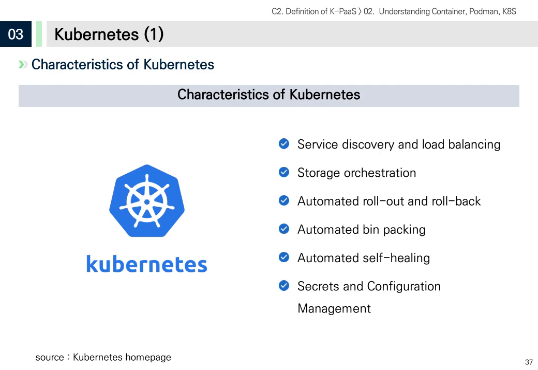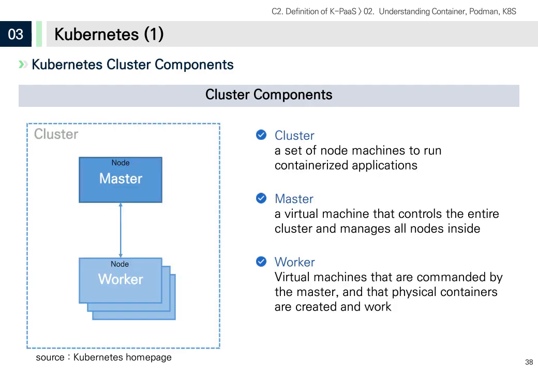Finally, Kubernetes allows you to deploy and update secrets and application configurations without reconfiguring container images and without exposing secrets to the stack configuration. Next, we'll look at what a Kubernetes cluster is composed of.